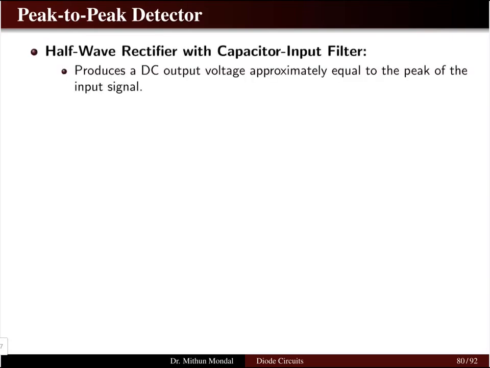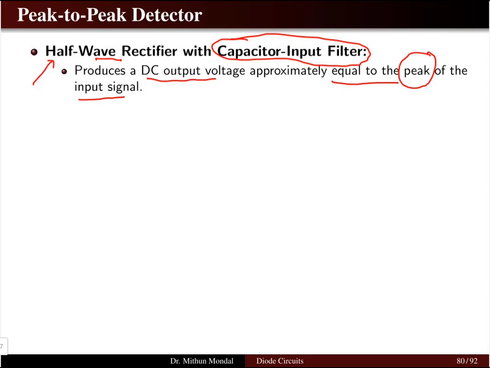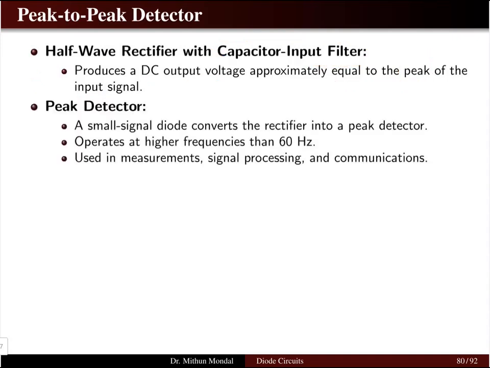We have seen that in a half-wave rectifier using the capacitor input filter, we produce a DC output voltage which is approximately equal to the peak value of the input signal. So whatever peak signal the transformer secondary gives you, the half-wave rectifier will produce the same value of that peak signal, and the capacitor input filter is used. What is a peak detector?